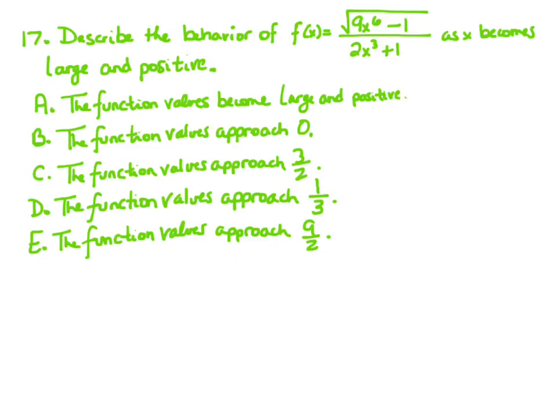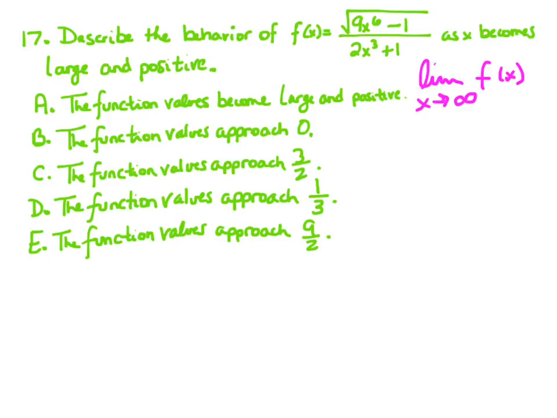Let's look at the next graph. Describe the behavior of f of x equal to this function as x becomes large and positive. Now as x becomes large and positive, that's just another way of asking us to find the limit as x is going to positive infinity of this function. And so we could work this like we normally work limits as x goes to infinity without a calculator.